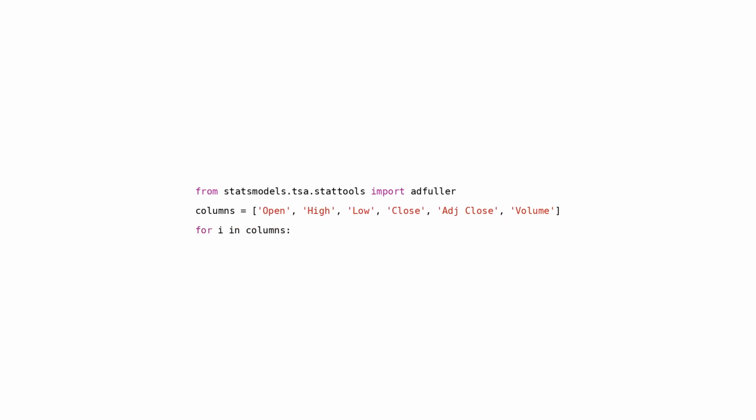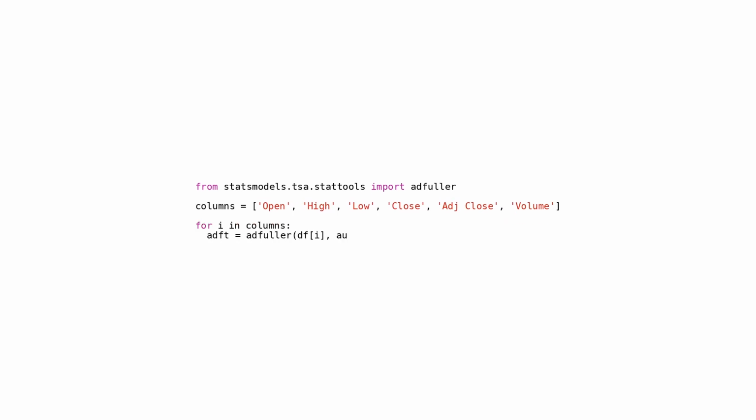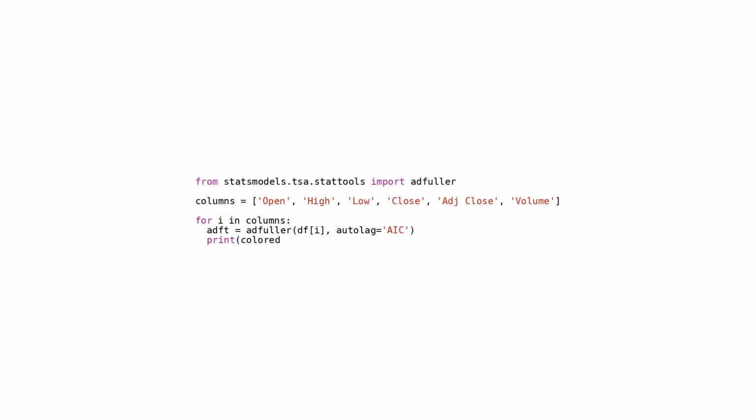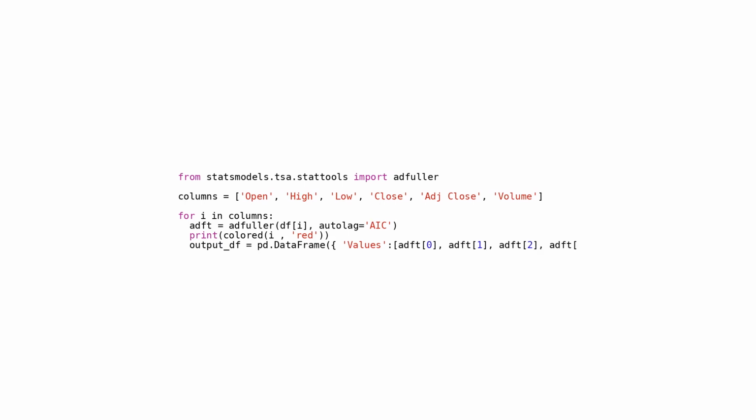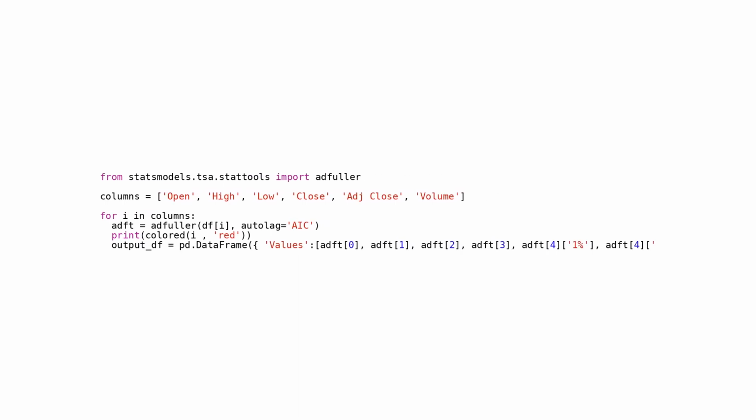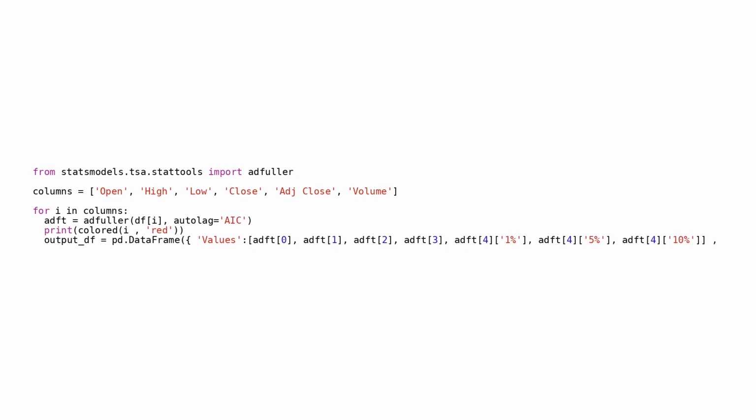The code is using the augmented Dickey-Fuller test to analyze a financial data frame containing columns like open, high, low, close, Adj Close, and volume. This test checks for a unit root in time series data to ascertain if the data is stationary. For every column in the data frame, the code uses the adfuller function to determine the test statistic, p-value, number of lags, number of observations, and critical values at significance levels of 1%, 5%, and 10%.